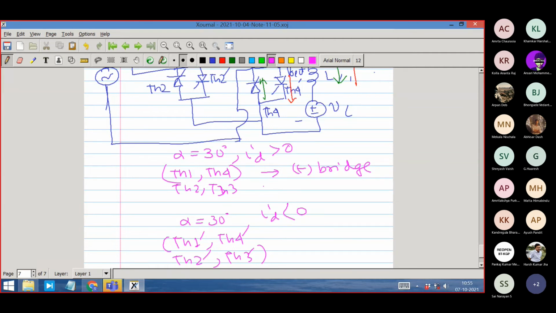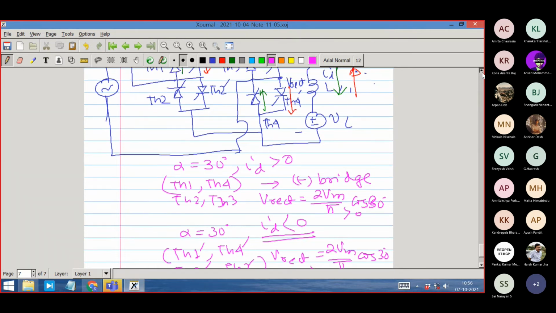So you will get V rect still a positive quantity, because alpha is 30 degree, you will get a positive quantity of 2 Vm by pi cos 30 degree. In this case, ID is negative, but you will get V rect equal to 2 Vm by pi cos 30 degree. This time both voltages are positive, greater than 0. The only difference is the current is different.